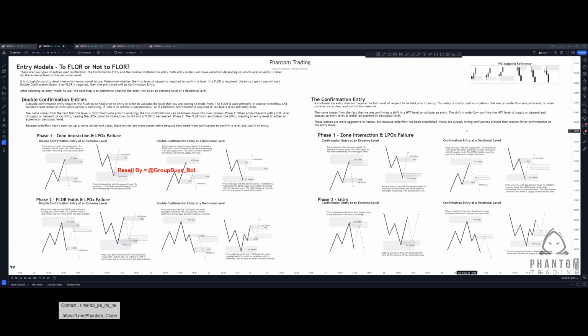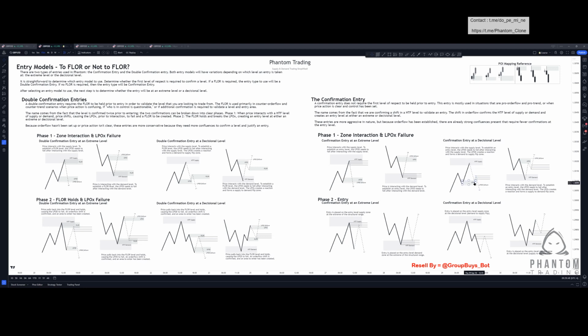Now let's take a look at an example of a confirmation entry at a decisional level. In this example, we can see that we have price action trading into a higher time frame level of supply. Price interacts with that level of supply and creates a reaction. We react off of the last point of demand: the initial reaction, the extreme of the reaction leg, and the failure, causing a last point of demand failure. So demand has now failed. This creates our tradable supply level. We can move to phase 2, the entry.